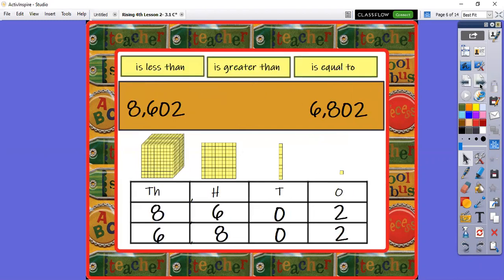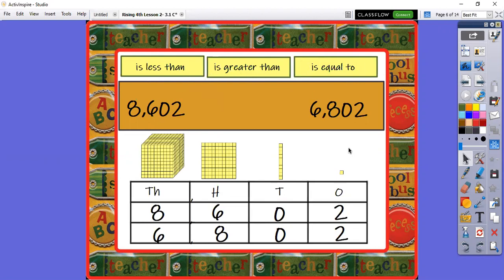All right, so there are times that you're going to have the equal to, greater than, not equal to, and less than symbol, but there's also some times that they're going to be using the words or the phrases, okay? So we have the is less than, is greater than, is equal to. So the same way you read it, you might have it in words as well.